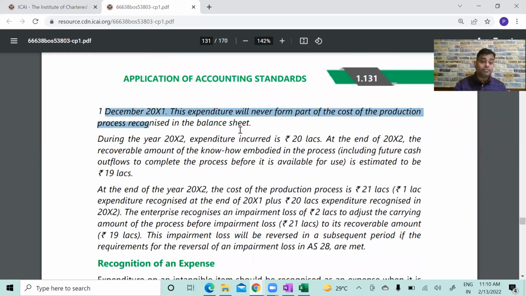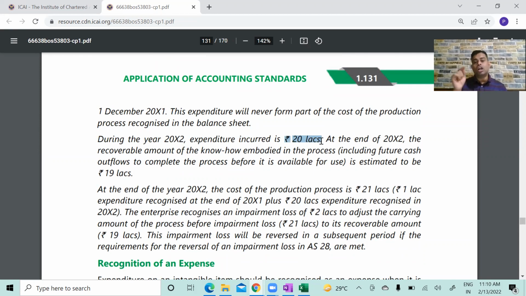So here in the first para, 1 lakh is capitalized. Yes. In year 2012, you spent another 20 lakhs. Yes. So what is the total amount spent? 21. In that, what is the recoverable amount of the asset? 19. So balance 2 lakhs, what to do? Impairment loss. Charge it to P&L as loss.